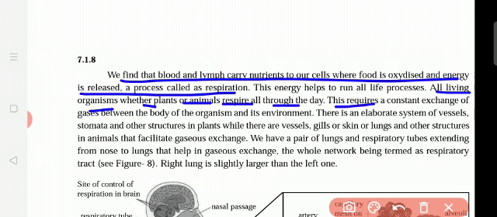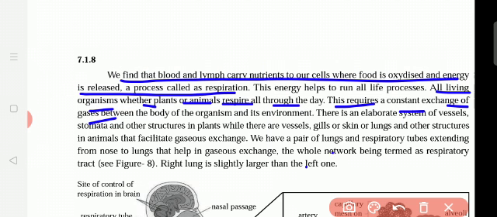This requires a constant exchange of gases. So to release the energy continuously in the body, we need to breathe in and breathe out continuously. Okay, so continuous exchange of gases takes place. Exchange means what? We breathe in oxygen and the carbon dioxide is released. That release of carbon dioxide and breathing in of oxygen is called an exchange.